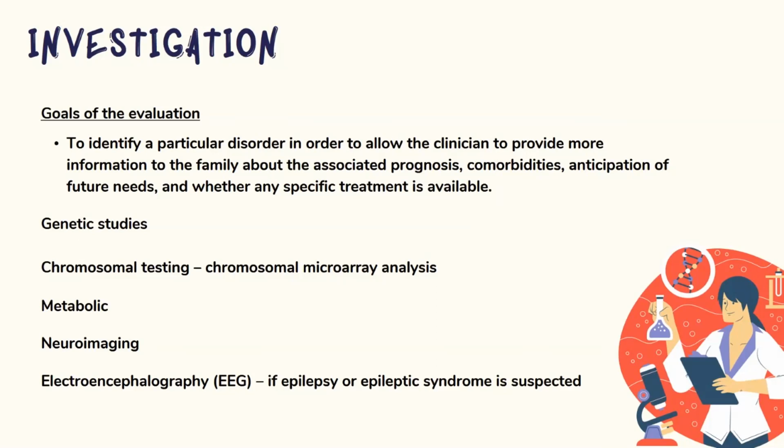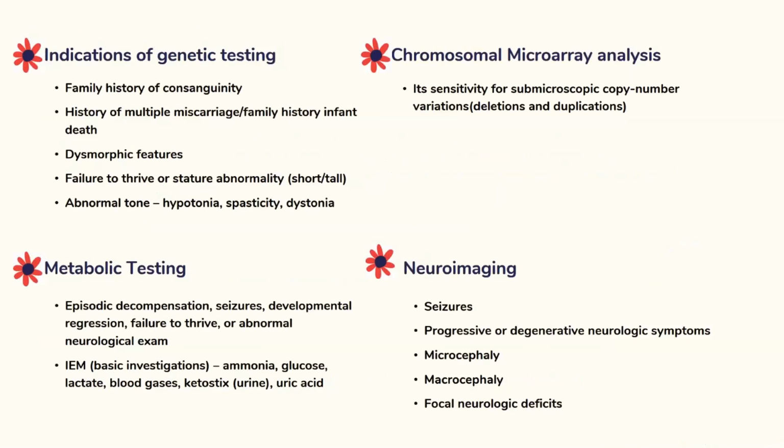So next. As I already mentioned just now, the indications for genetic testing are if the parents are of a consanguineous marriage, the mother has any history of multiple miscarriage, the child has any dysmorphic features, whether the child has any failure to thrive or stature abnormality, and lastly, abnormal tone. Okay, this I already mentioned. So next.